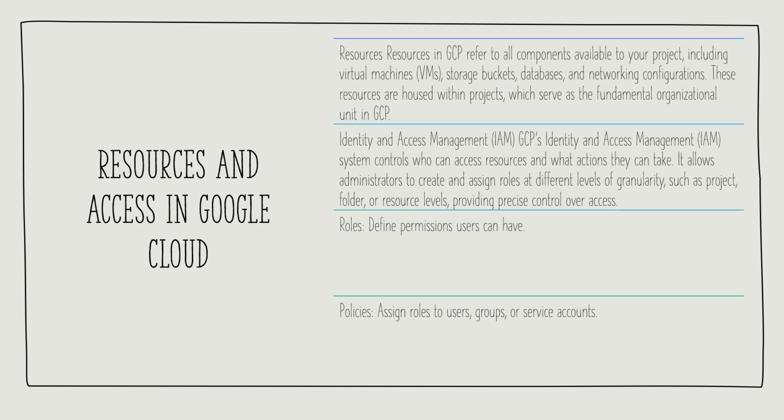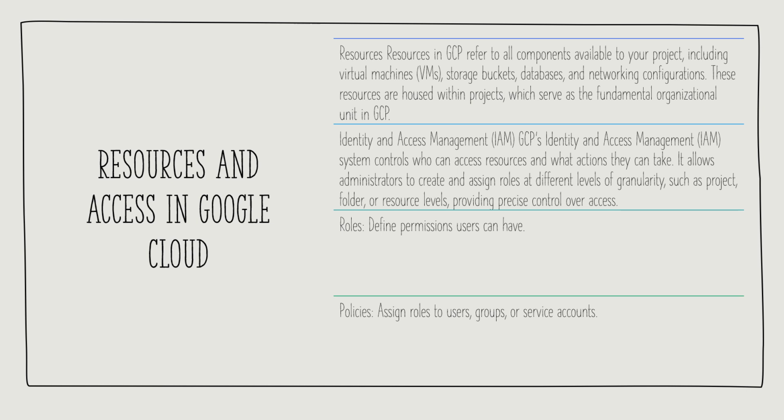Identity and access management. IAM. Google Cloud IAM allows you to manage who has access to your cloud resources and what actions they can perform. It is a central part of securing your cloud environment, ensuring that only authorized individuals or systems can interact with your resources. IAM roles and permissions. Roles in IAM define what actions a user or service account can take within your project.